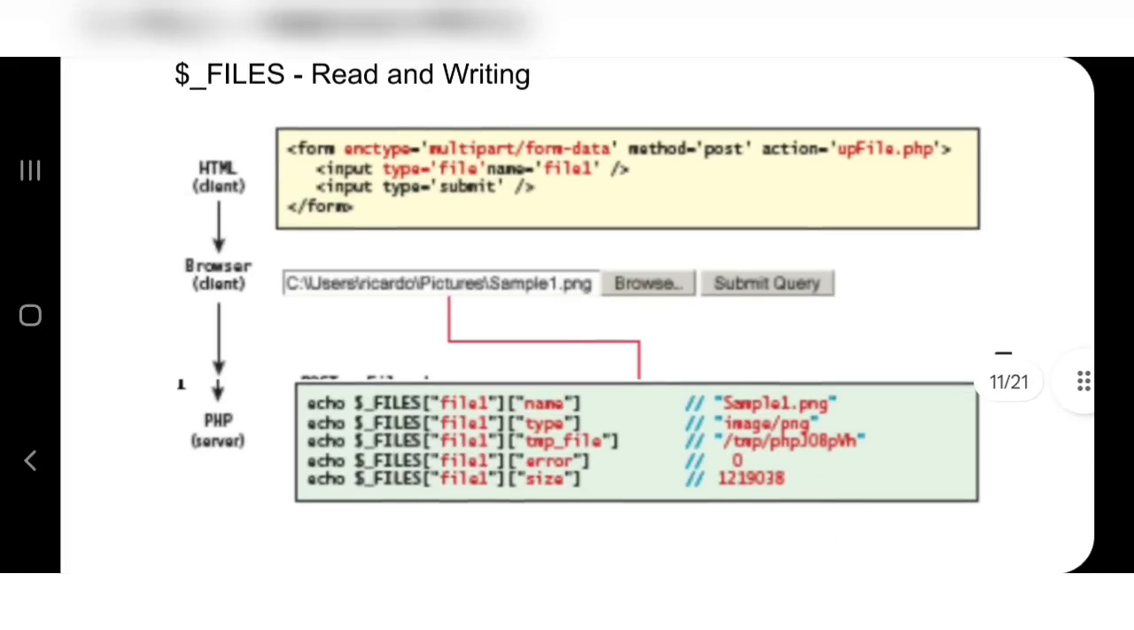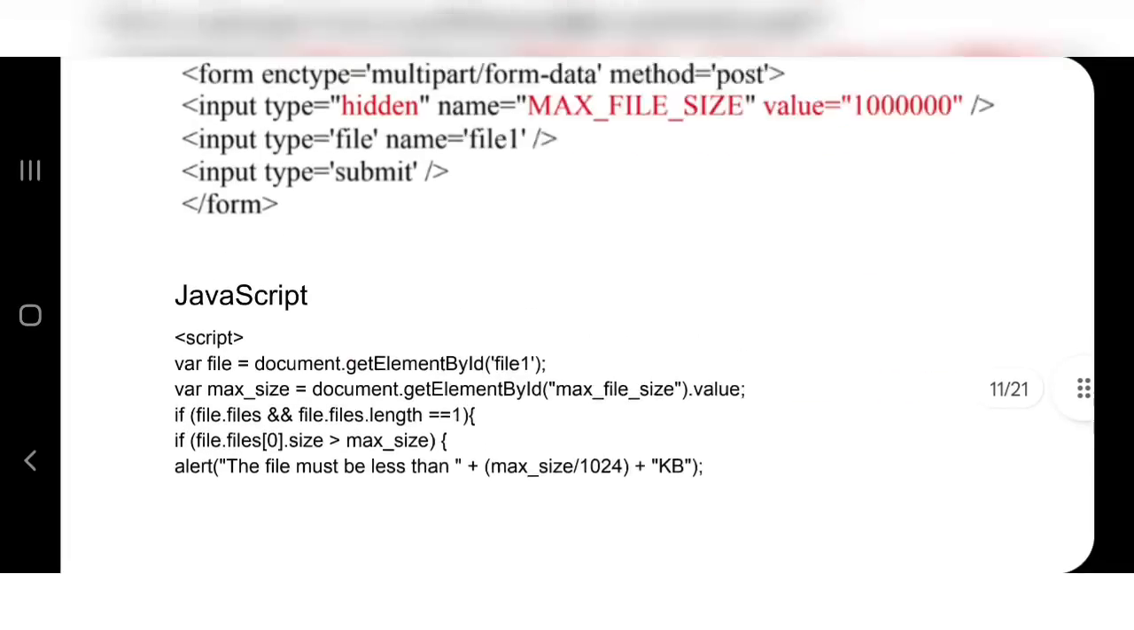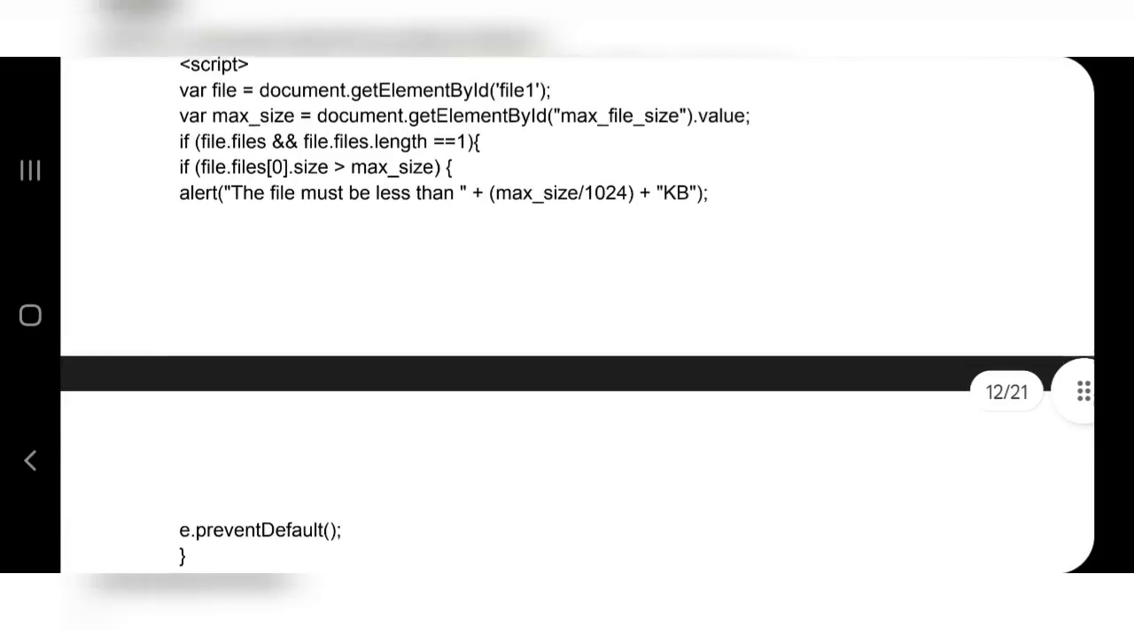Then files, reading and writing. This also I have explained, and it is very important. Just for your revision, I have included this code here. This is how you specify the file, and this is the FILES array. To access different things, you will use different names here. And in HTML, how do you restrict the file size? This is also important, and I have explained it.